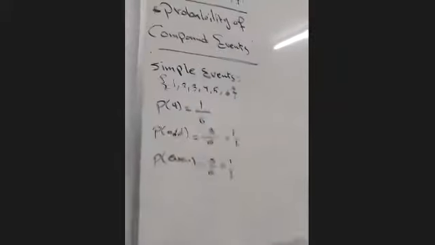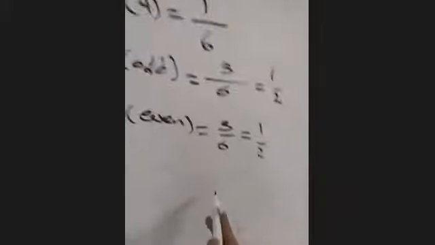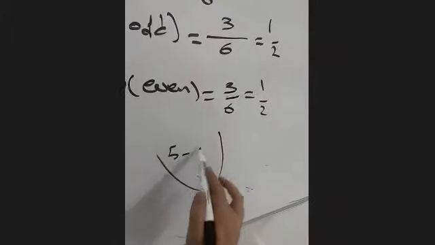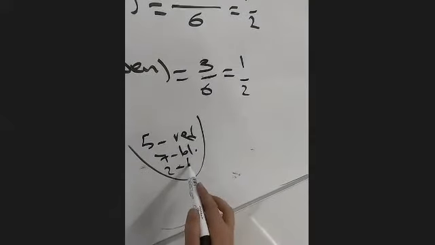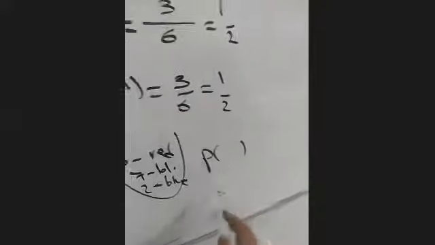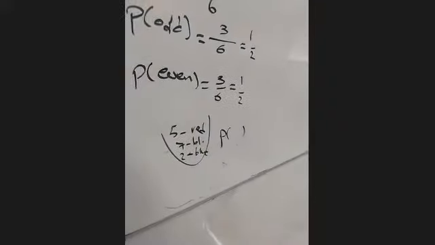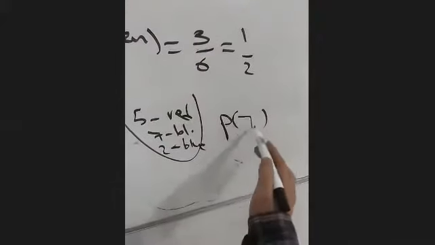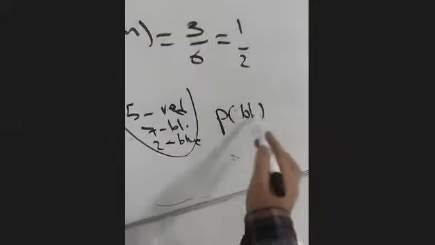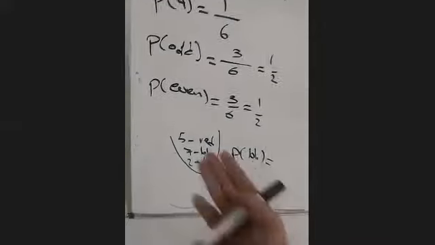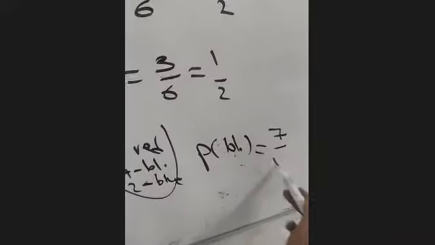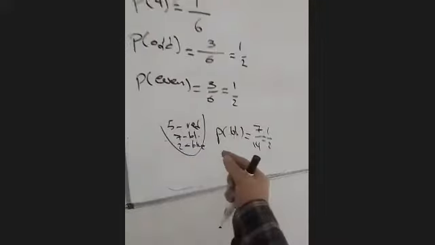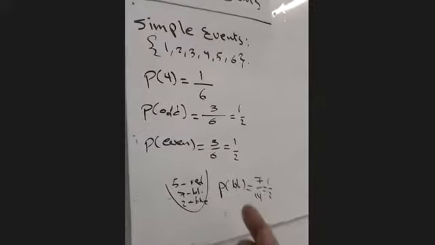One thing. When I say a bag with 5 red, 7 black, 2 blue, if I select one ball or one card, what's the probability to be black? One thing. So we have 7 over the total, which is 14. 7/14 means half. These we call simple events. Simple event means they want from you the probability of one thing, okay?